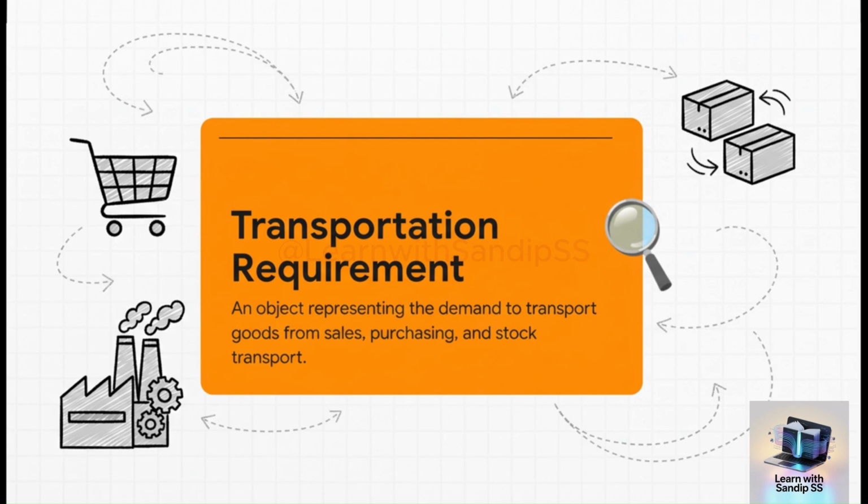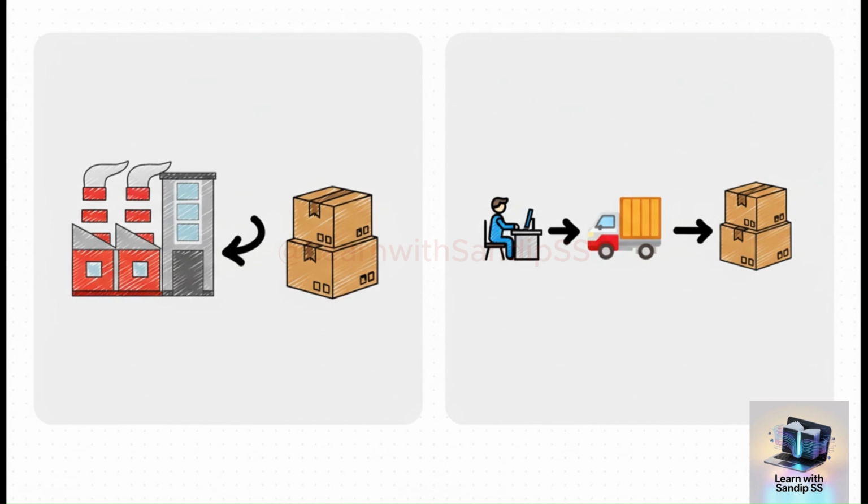And that something could be anything: a customer's purchase, parts for a factory, or even just stock being moved between two warehouses. Now, this demand, it can come from a couple of different places. So on one side, you have the shipper. Think of a factory that needs to ship out its own products because of a sales order. But then on the other side, you might have a logistics service provider, or an LSP. Their job is to handle an order for an external customer. But really, at the end of the day, the core need is exactly the same. Something has to get from point A to point B.